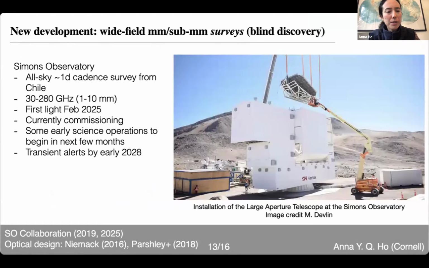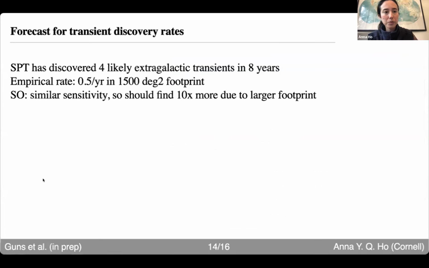This year, the Simons Observatory has had first light. It is doing what I would call an all-sky high cadence survey from Chile, so about 10 times the area of SPT at a wide range of frequencies. Early science operations have basically begun, and it is funded to produce a transient alert pipeline within the next few years. So blindly discovering transients is one of the main goals of this facility.